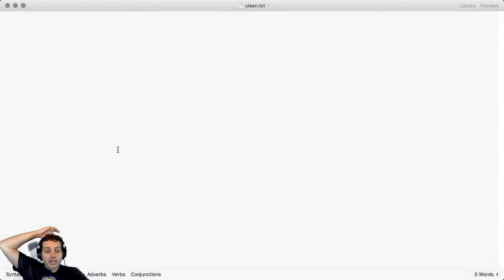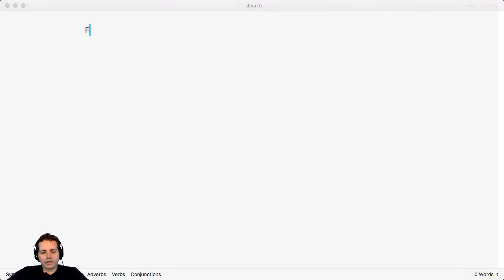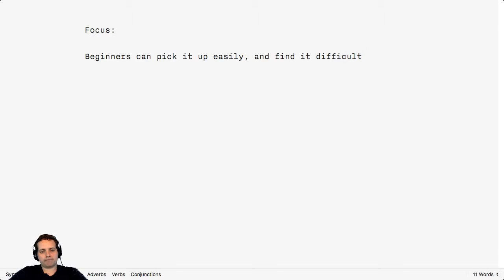So back to setting goals. Okay, what do I want the goal of this thing to be for other people? Because I know what the goal is for me, but what do I want the language to be really good at? What's the language's focus? I was thinking about this earlier, and what I thought was that perhaps a really good focus to have would be that beginners can pick it up easily and find it difficult to screw stuff up.